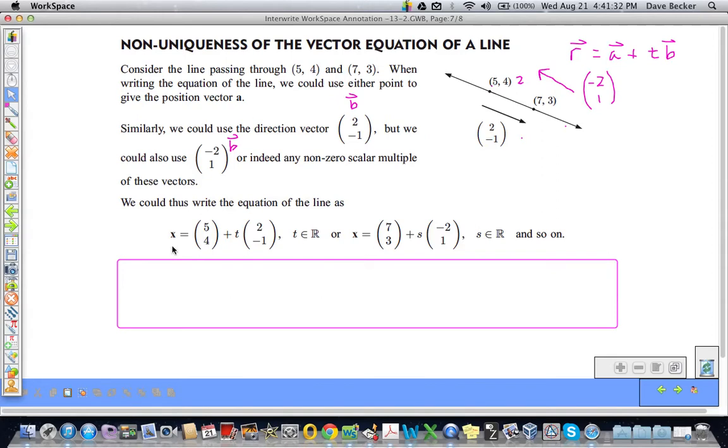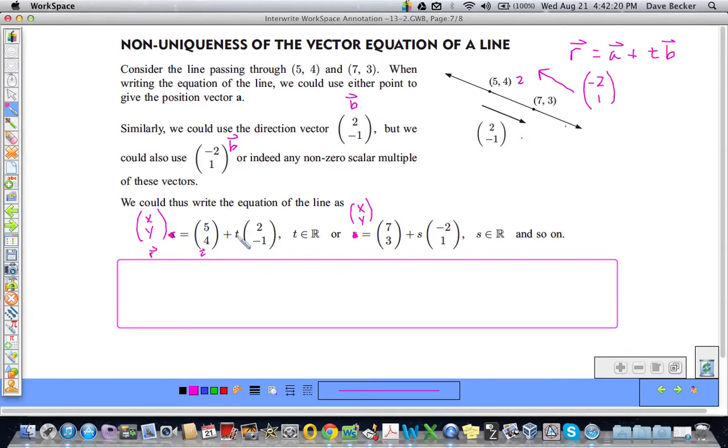So therefore, we could say the equation of the line is x equals, and what they mean by x, that's the vector x, that's a little confusing. I'm going to rewrite that. I'm going to get rid of that and say xy, because that bold-faced x represents a vector. Same thing here. I think that's a little confusing. So xy, this is my r, equals a, they chose this point, plus t times this directional vector, or xy equals, I'll use 7, 3, it's on the line, plus s times -2, 1.